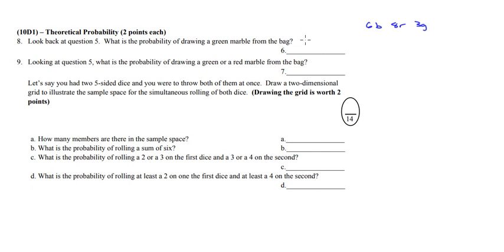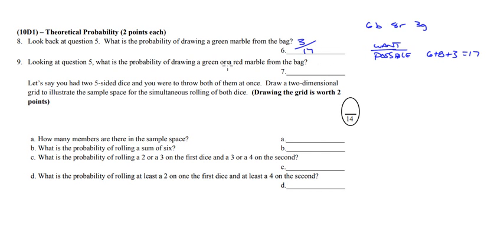Remember, probability is always what you want over what is possible. In this case, there are only 3 green marbles. That's what we want to draw out. And then the total possible would be 6 plus 8 plus 3, which would give us 17. So 3 out of 17 would be the probability of drawing a green marble from the bag. You can just leave it as a fraction, that's totally fine.